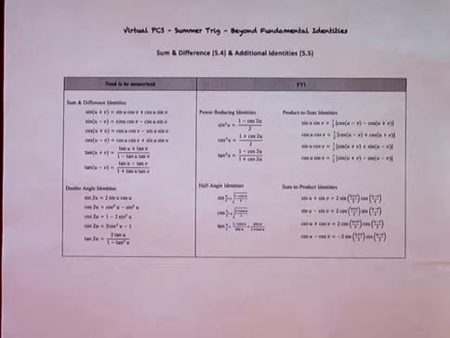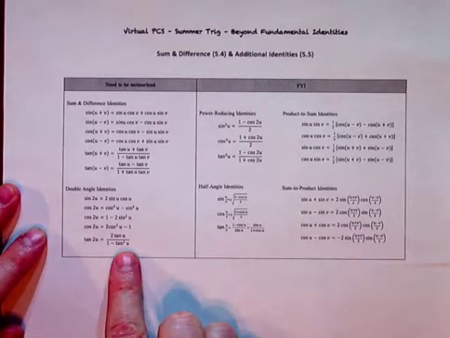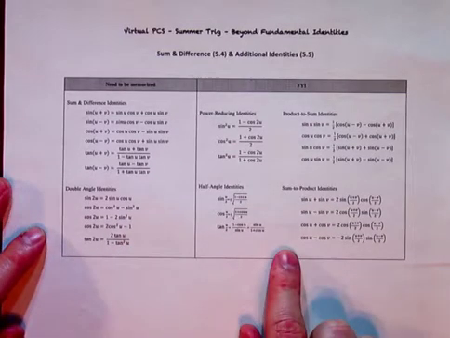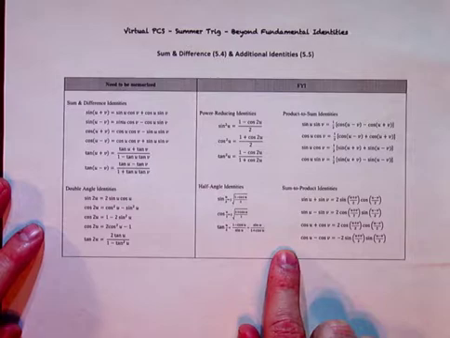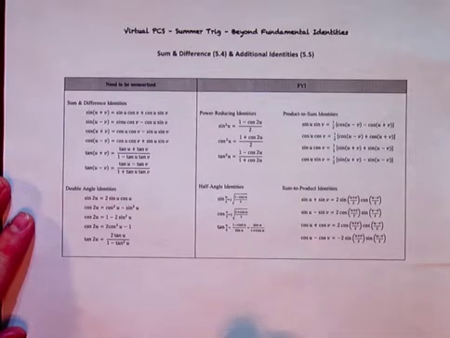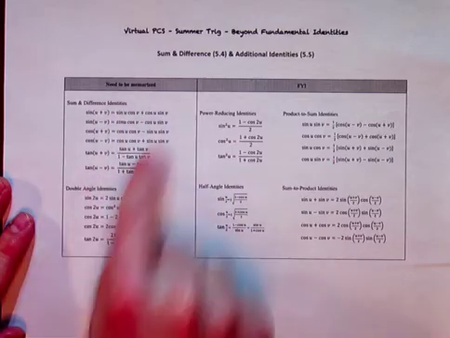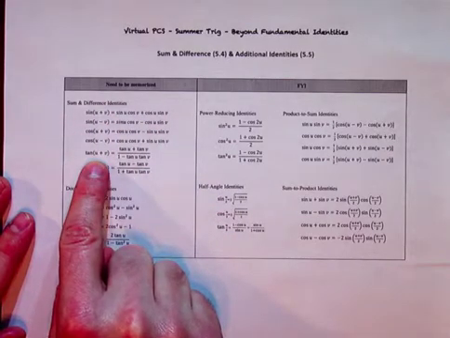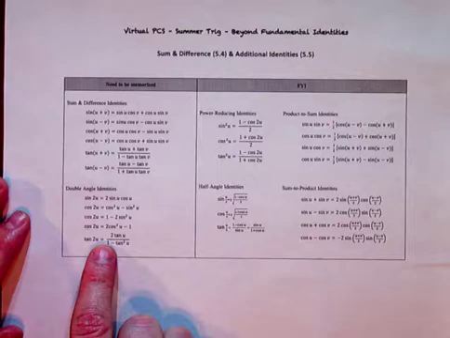I have basically divided them into two different categories: ones that I expect you to memorize and ones that not even I memorize, so I will not require it of you. But today we'll be dealing with this first group right here, the sum and difference identities. Tomorrow we'll be dealing with double angle.